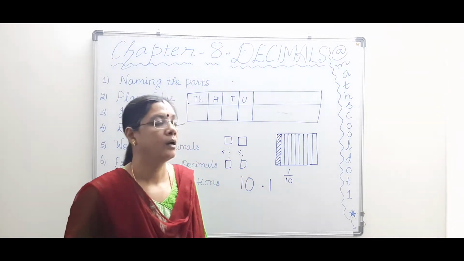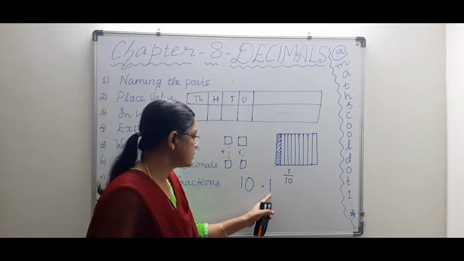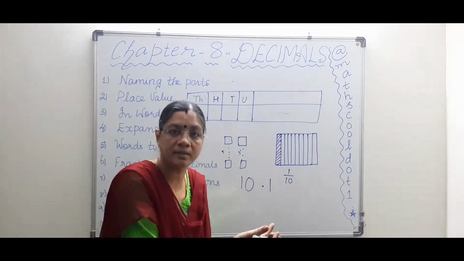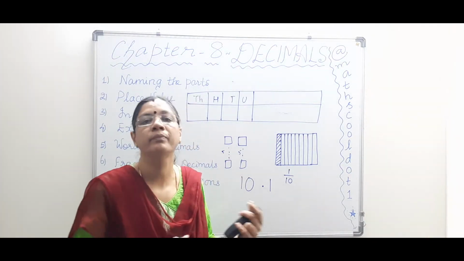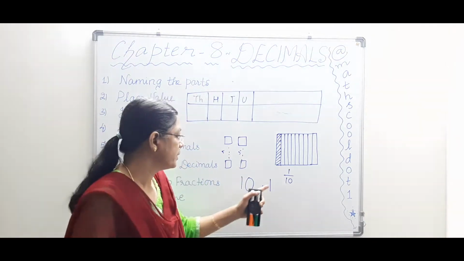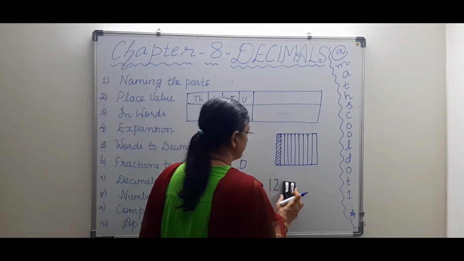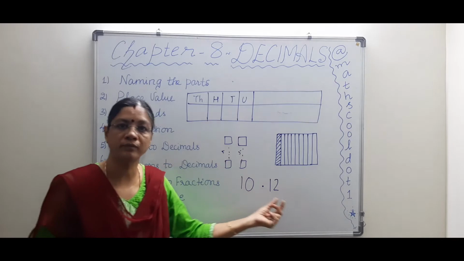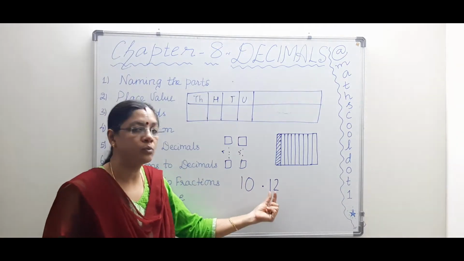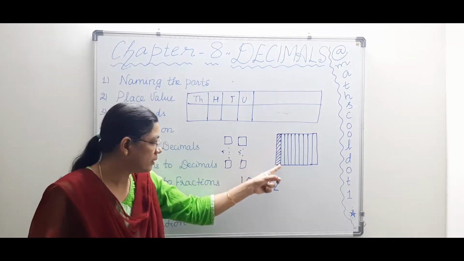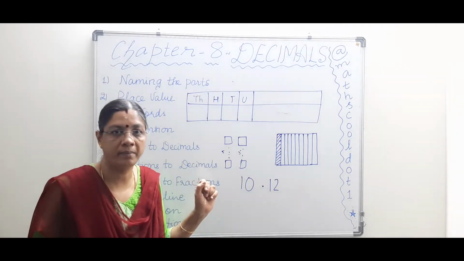Do you understand? Now here this is 1. Now what about the next number? If I need to write a next number, there is another number here, then how do I represent it? If the decimal number is 10.12, then here we have 1, this is shaded, one part is shaded.